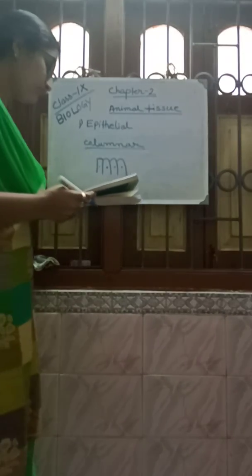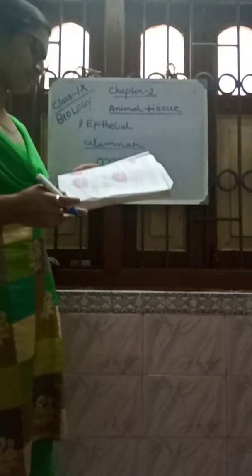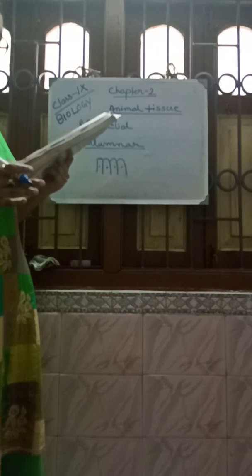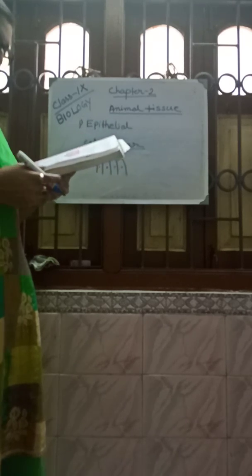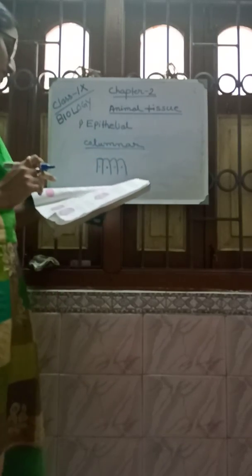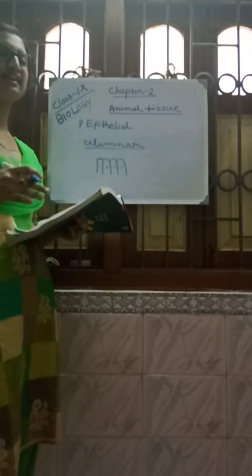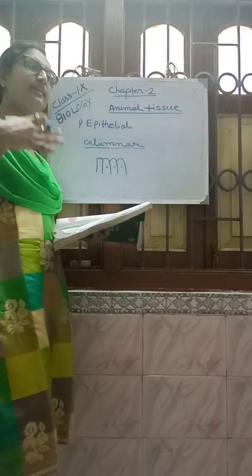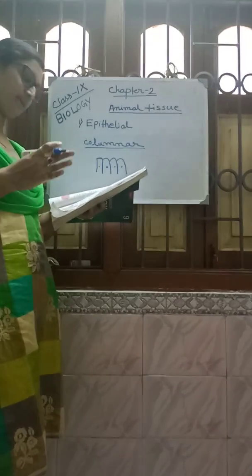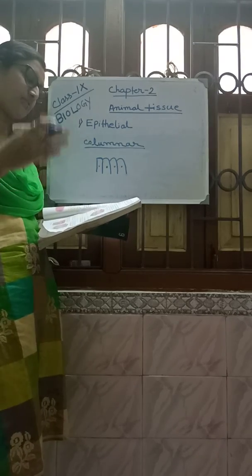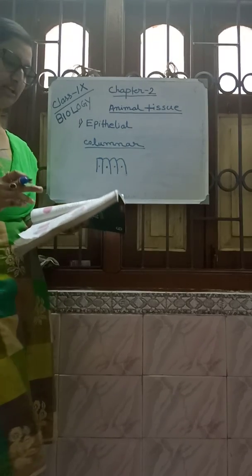There are two types of columnar epithelium: the glandular epithelium and the ciliated epithelium. The first type, glandular epithelium, contains some large cells which secrete mucus. When they secrete mucus, it is called the glandular columnar epithelium. The glandular epithelium is one type of columnar epithelium.